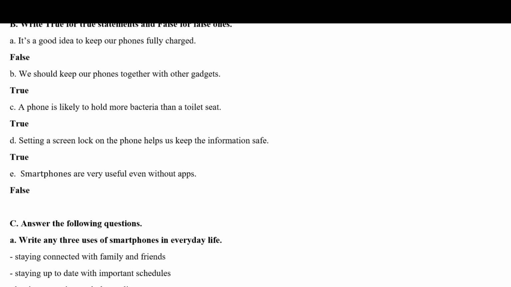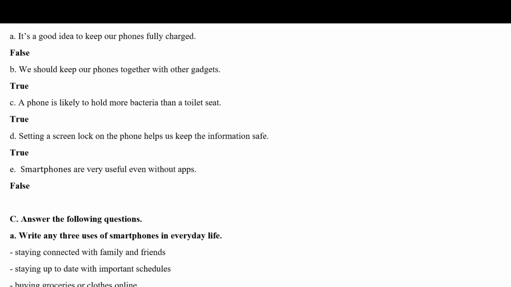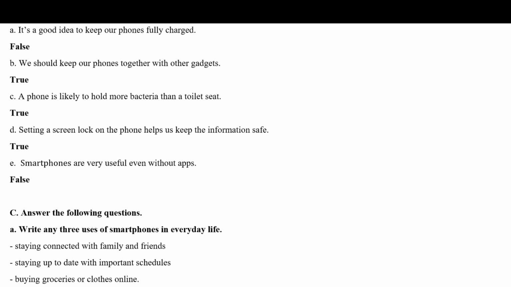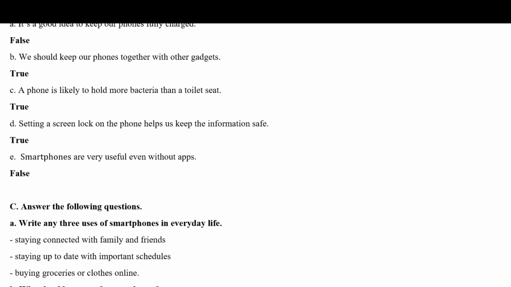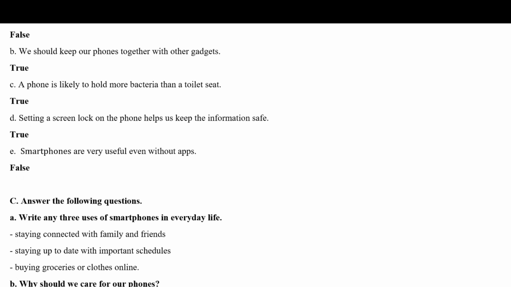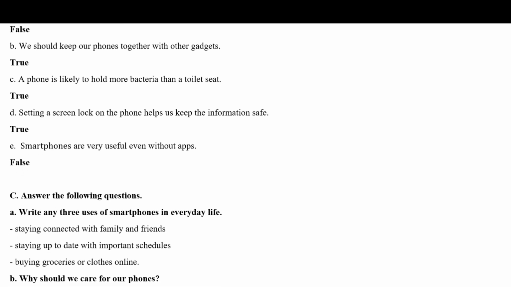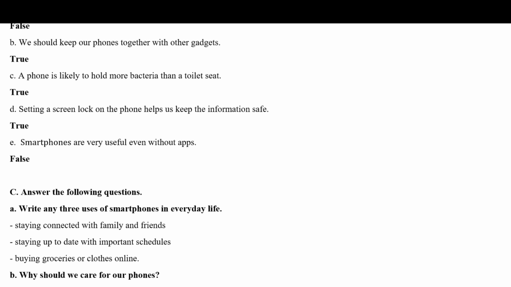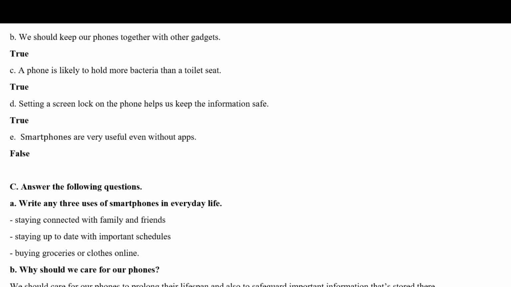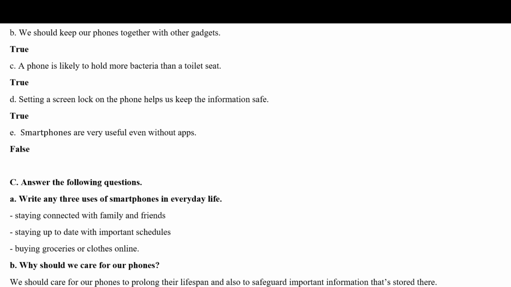C. Answer the following questions. A. Write any 3 uses of smartphones in everyday life. Staying connected with family and friends. Staying up to date with important schedules. Buying groceries or clothes online. B. Why should we care for our phones? We should care for our phones to prolong their lifespan and also to safeguard important information that's stored there.